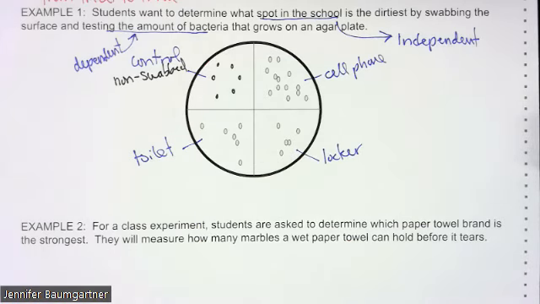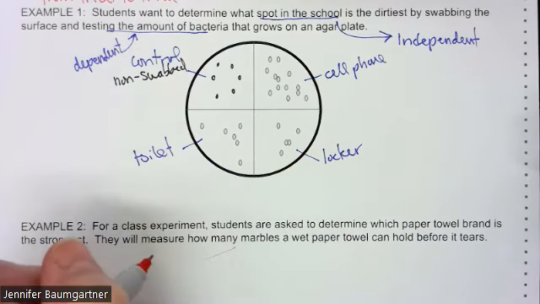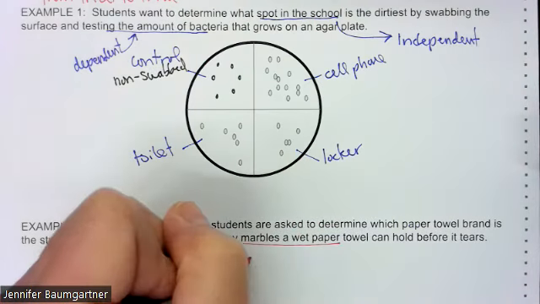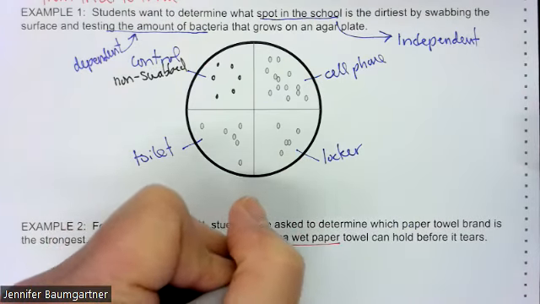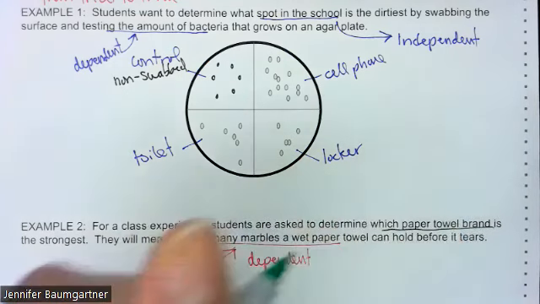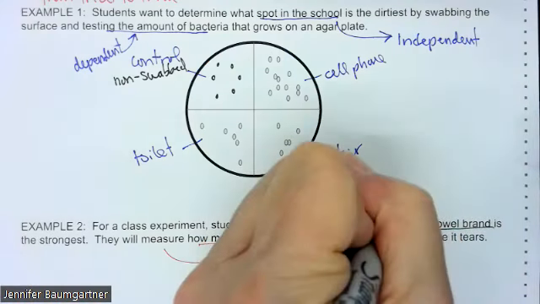All right, welcome back. What did you think? Well, if you're looking at a problem and you see "they will measure," whatever comes right after that is going to be your dependent variable. So the dependent is going to be the number of marbles that the wet paper towel can hold. And the independent is what they're changing from trial to trial, which is the paper towel brand.